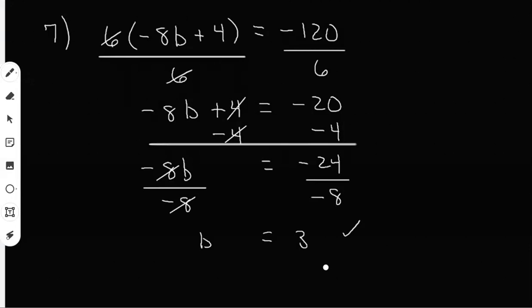Let's look at the last one we're going to do, number 9. So for number 9, I'm going to have a variable on both sides, and I'll show you how to do this one. So we've got negative 7p minus 11 is equal to negative 5 on the outside. On the inside, I'm going to have 3p plus 7.